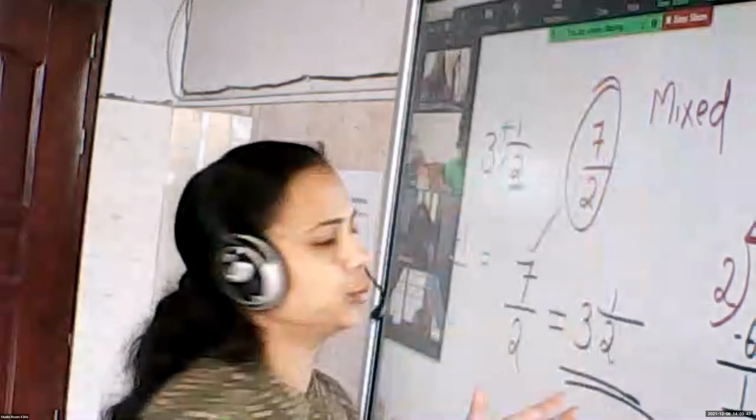No, ma'am. What we have to do here to go back from mixed fraction to improper fraction? Just multiply the whole number and the denominator, then add the numerator. Yes.